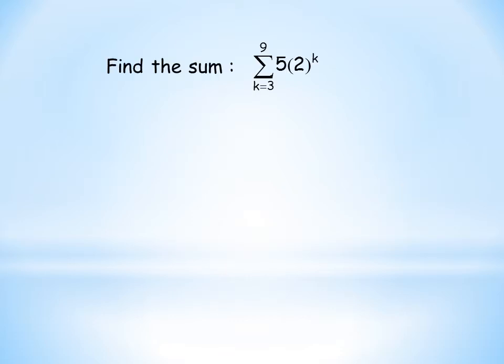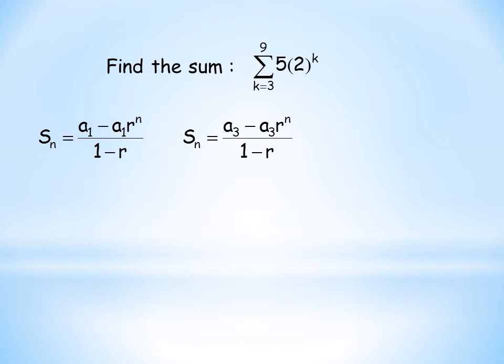Here's another example, but this one's a little trickier because it's starting at the third term. It's not starting at the first term, so you have to be a little bit careful about this. So here's the formula that ultimately I'll be using. But what I really need to plug in is A3 times 1 minus r to the n over 1 minus r, because this particular sum is starting at the third term.